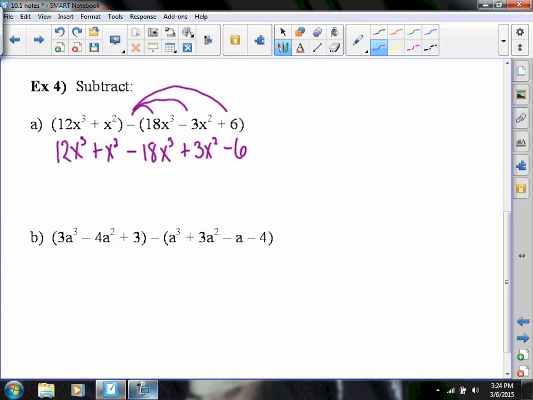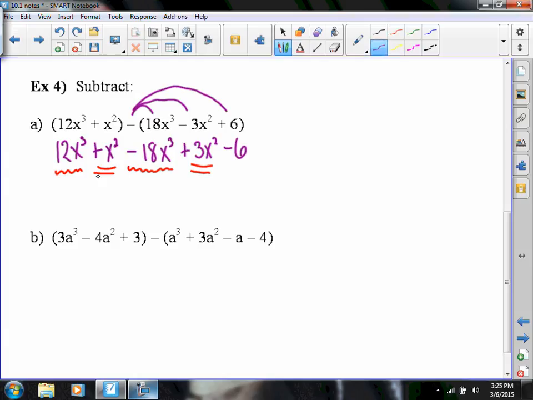Then again, I want to go through and find my like terms. So I have an x to the third. There's another x to the third. Don't forget the minus with the 18, or the negative with the 18. Let's see, I have an x squared and another x squared. And then I just have the negative 6. He's the only term there. So when I get done, I'll just tack him on at the end. He doesn't have anybody to be combined with, but I still have to include him.